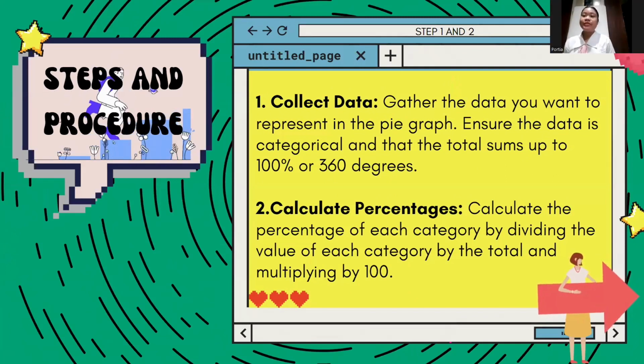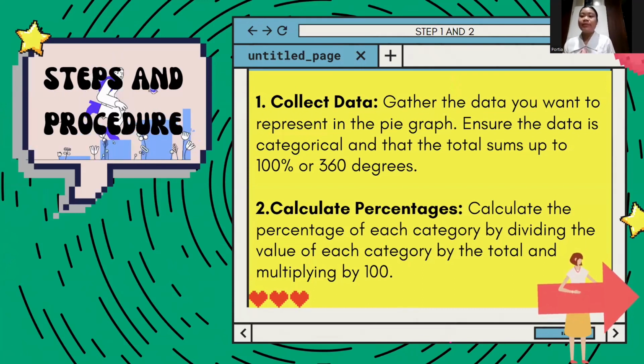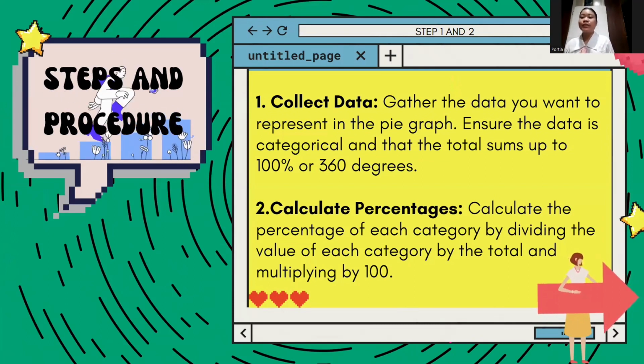Making a pie graph has several steps. The first one is to collect data. Gather the data you want to represent in the pie graph. Ensure the data is categorical and that the total sums up to 100% or 360 degrees.